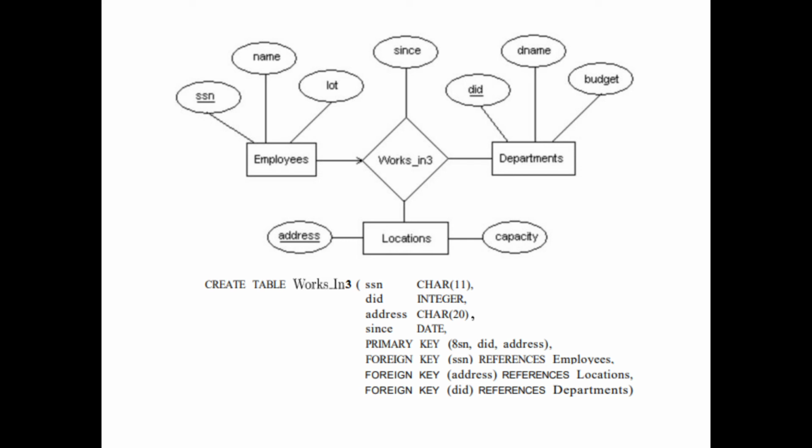These attributes are retrieved from the other tables. That's why we will maintain the foreign keys here. In Works_In_3, we will maintain the foreign key of SSN referencing the employees table, the foreign key of address referencing the locations table, and the foreign key of DID referencing the departments table. These three fields we consider from the primary key attributes of the other tables. That's why we maintain the foreign key relationship between this table and the primary key tables. Okay, so this is the explanation of this entity relationship diagram.